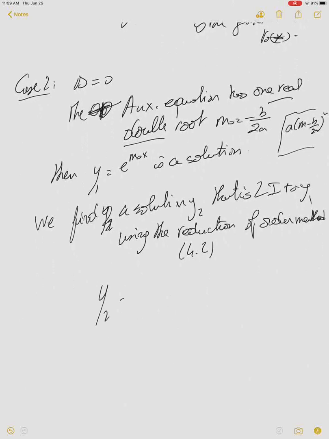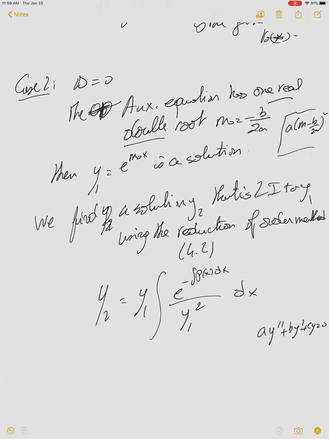So I have y2 equal y1 integral e to the minus integral p of x dx over y1 squared dx. Now remember, my ODE is ay double prime plus by prime plus cy equal to 0. What is p? In order to know p, the leading coefficient should be 1. Here the leading coefficient is a. So this is y double prime plus b over a y prime plus cy equal to 0. So p of x is b over a.